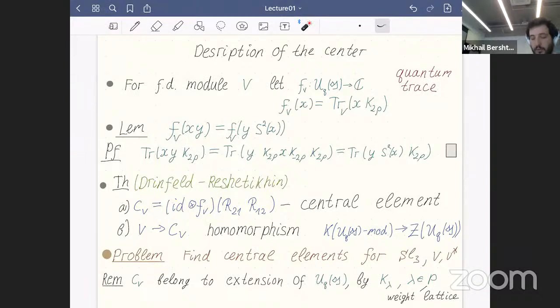And this is actually a homomorphism from the K group to the center, and more or less an isomorphism. Homomorphic means that if we take the direct sum of two representations, V1 and V2, then we get the sum of the corresponding central elements. This is more or less obvious. What is less obvious is that if you take the tensor product of two representations, then C_V will equal the product C_V1 C_V2.